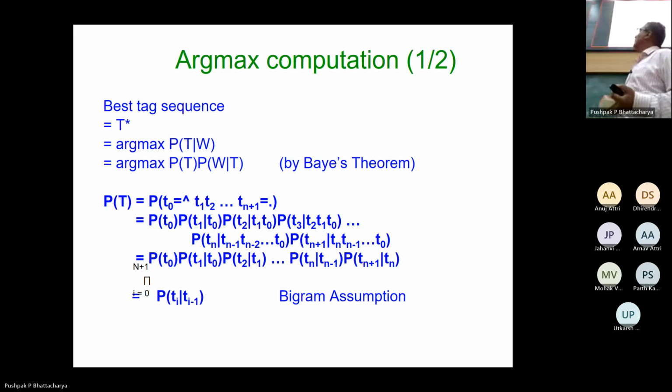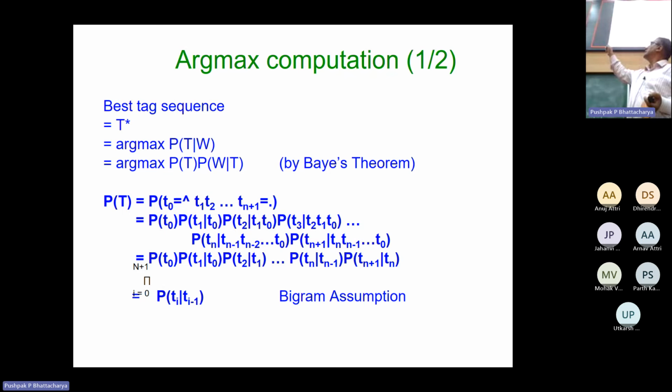Now apply the chain rule. Probability of T is written as probability of T0. T0 is a fictitious random variable. It indicates the beginning of the sentence. Probability of T0 into probability of T1 given T0, the tag at position number 1, the first word in the sentence, into probability of T2 given T1 T0, probability of the tag in the second position, and so on up to probability of Tn plus 1. Tn plus 1 is the sentence finisher. So the sentence beginner hat and the sentence finisher dot play a very important role for part of speech tagging. So Tn plus 1 is dot, T0 is hat. If the sentence has n words in it, then the sequence we are dealing with is n plus 2.